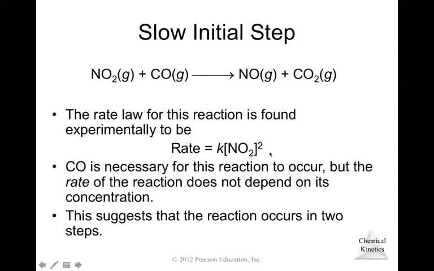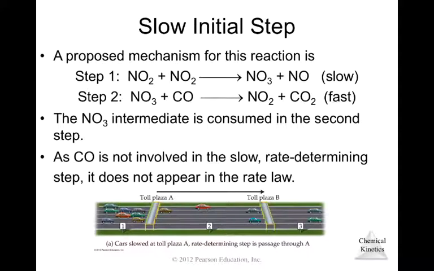So this suggests to us that this reaction is occurring in different steps. Something is happening that's not being expressed in the rate law, something that's not governing the speed of this reaction. So a proposed mechanism might be this. In step 1, you could have 2 different NO2 molecules combining to get NO3 and NO, this being our slow step. And then this NO3 would combine with the carbon monoxide to get your NO2 plus your CO2.